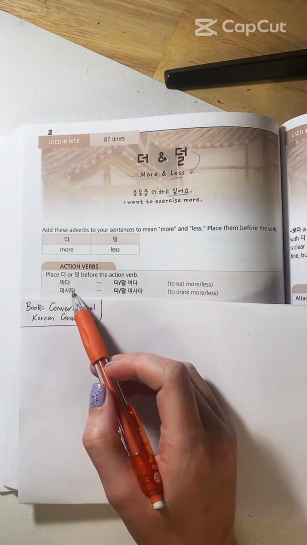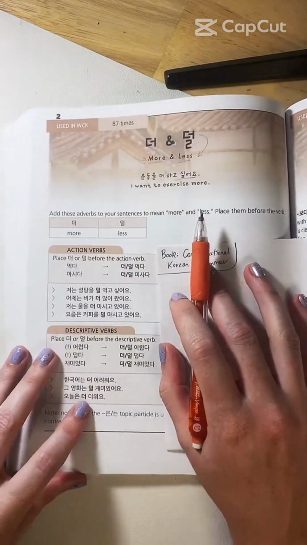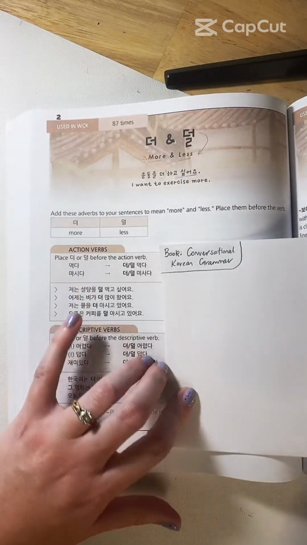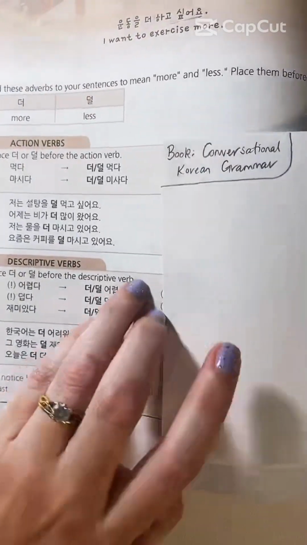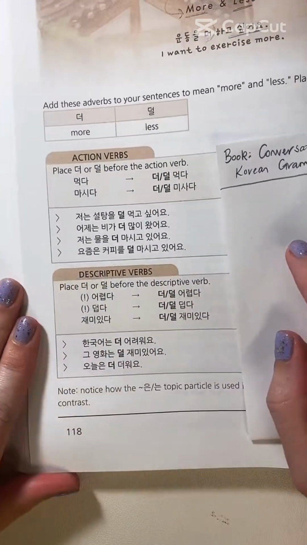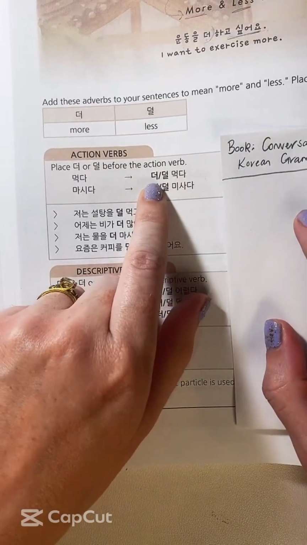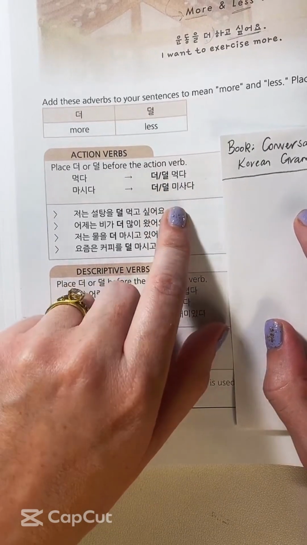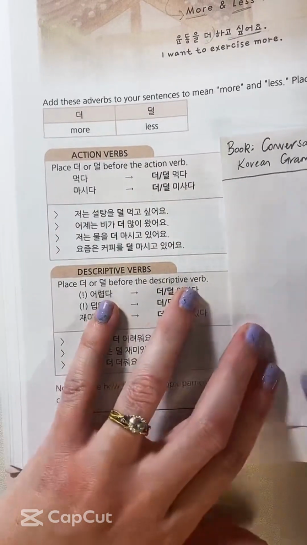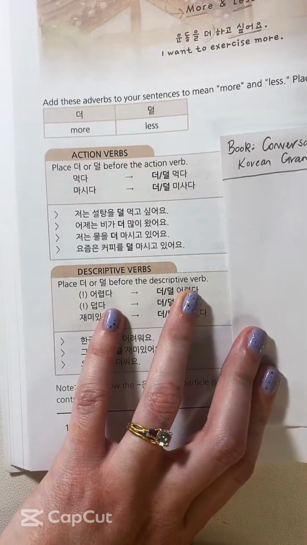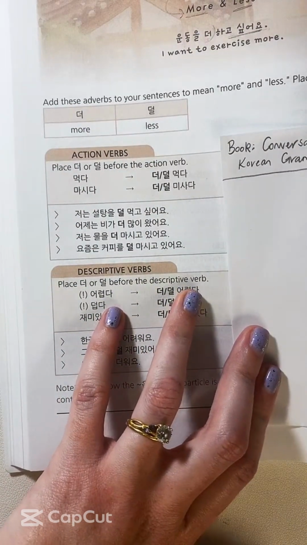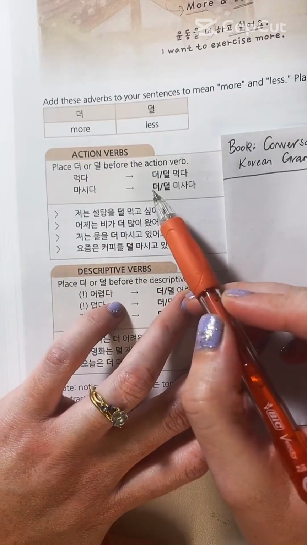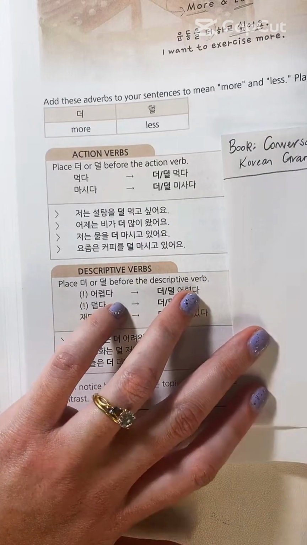Okay, so just quick examples of using it before verbs. We have a verb like 먹다. Does anyone know what the verb 먹다 means in Korean? To eat, yes. So 더 먹다 is to eat more and 덜 먹다 is to eat less. What about 마시다? What does 마시다 mean? To drink, yes, thank you. 마시다 means to drink. So 더 마시다 is to drink more and 덜 마시다 is to drink less.